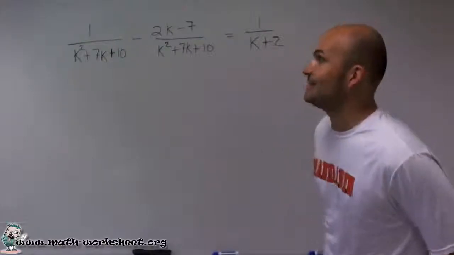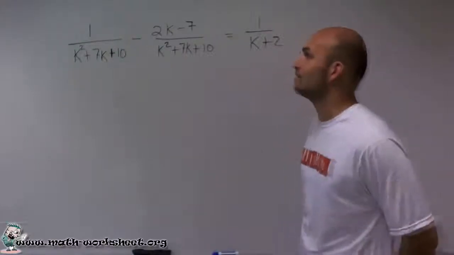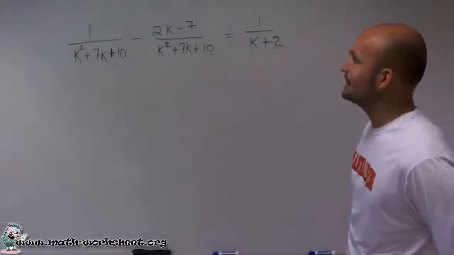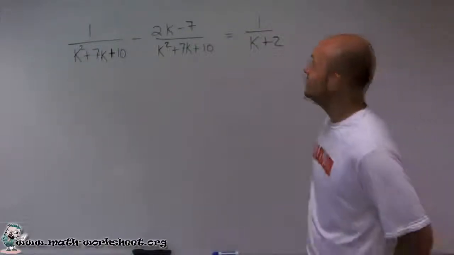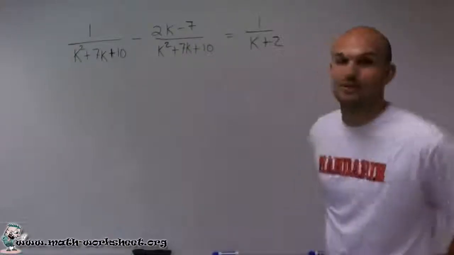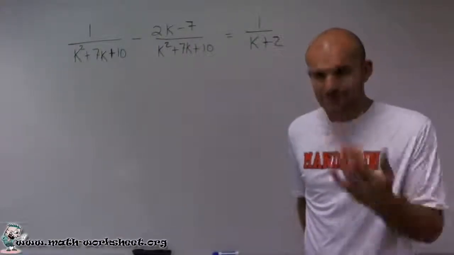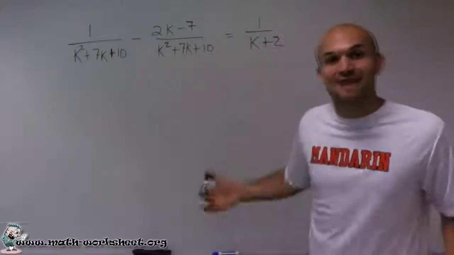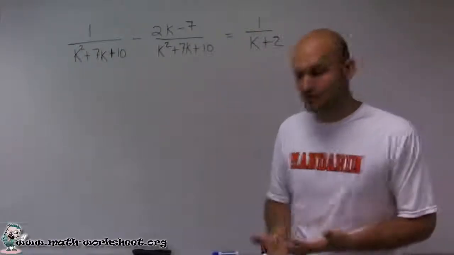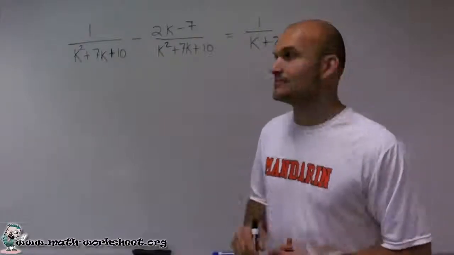I have 1 divided by k squared plus 7k plus 10 minus 2k minus 7 divided by k squared plus 7k plus 10 equals 1 divided by k plus 2. And I think it looks so complicated because there's just so many variables, and also it's rational, and a lot of students don't like rational terms. Well, a couple things we're going to remember.